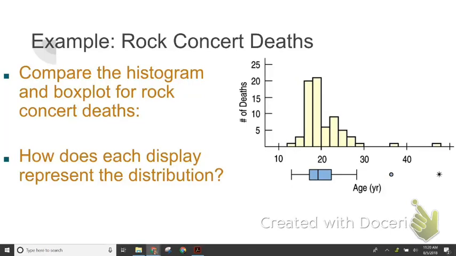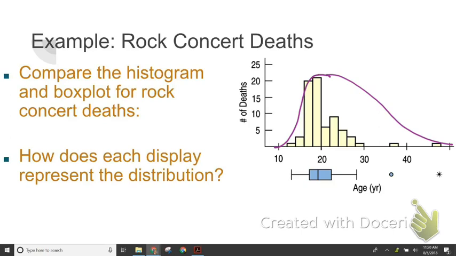Next, we want to take a look at how to show the same distribution with two different data displays. So here we have the data on the number of deaths that occur at rock concerts, and we've shown the same data in both a histogram and a box plot. We're still looking at the SOCV, the shape, outlier, center, and variability, and you've gotten pretty good at that for histograms, where you're looking at the general shape, and you can see that it is slightly skewed to the right.